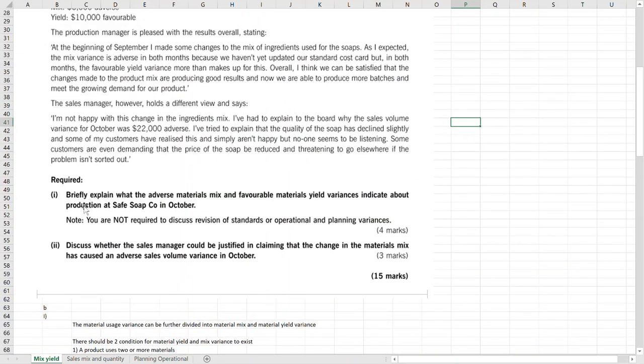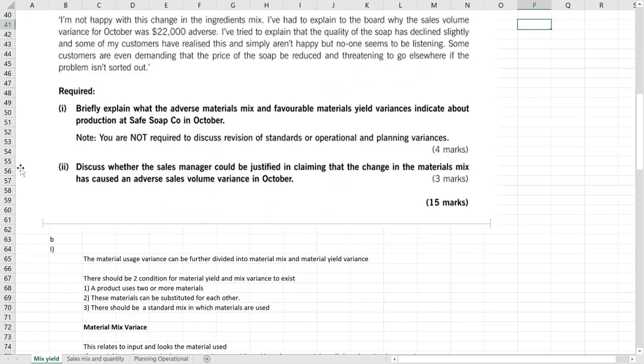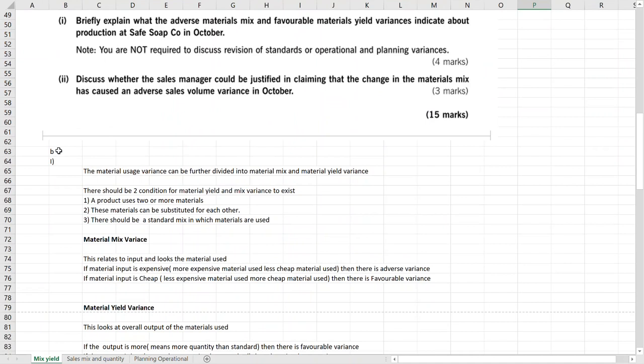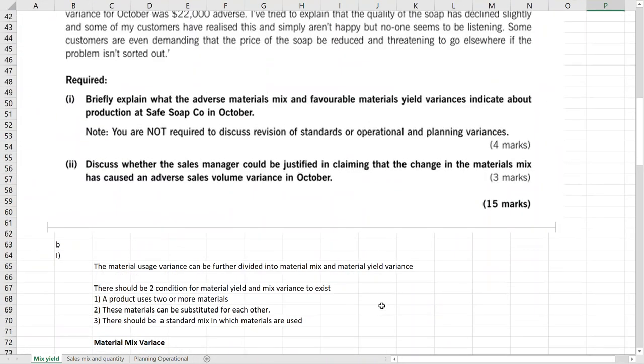What I'm going to do first is explain material mix and material yield variance, which is in this section. First, I will give you a general explanation. As you can see, there are 4 marks, so there are 2 variances. So there will be 2 marks for giving comments on mix and yield variance.